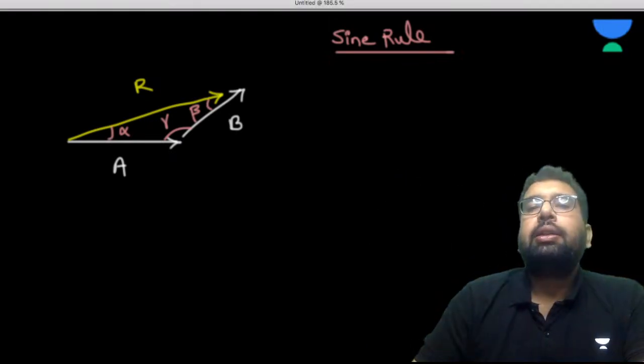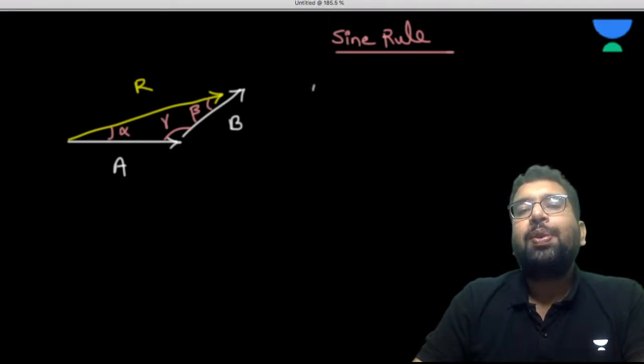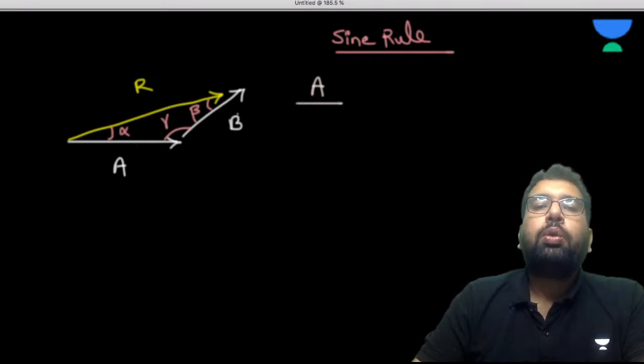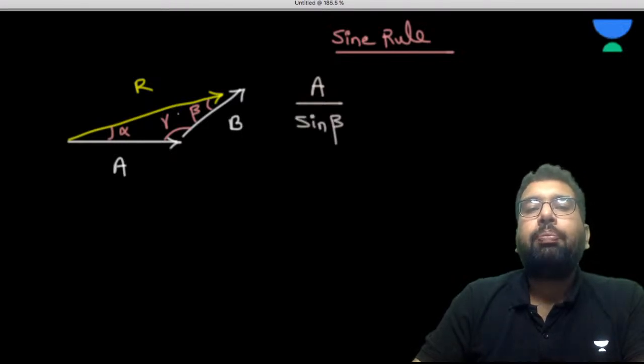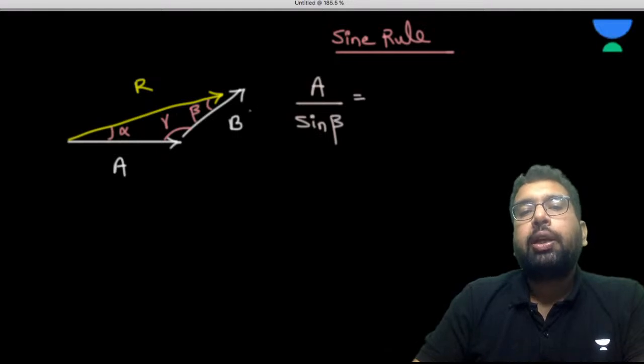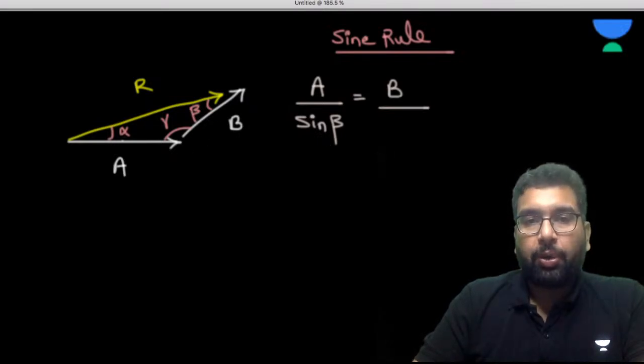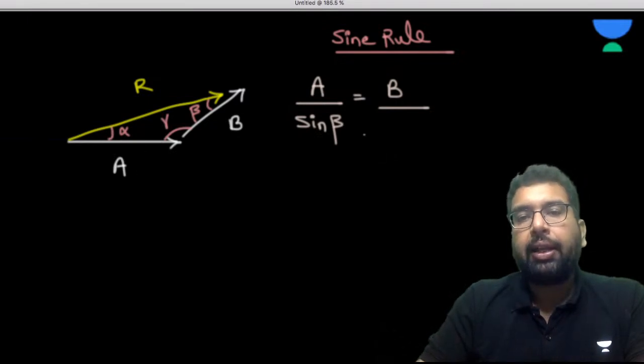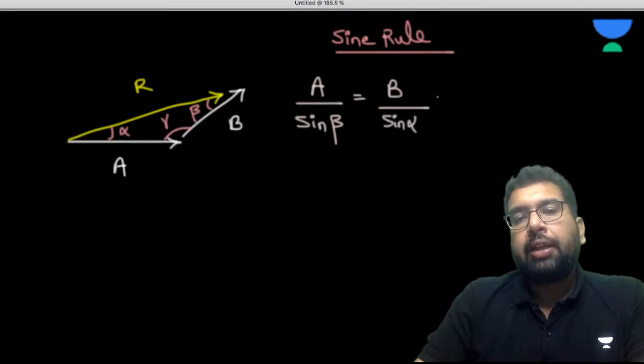Now please understand this. See how we are going to do the sine rule. When you are seeing the A vector, you take the angle between the remaining two, that is R and B, which is beta. So you can write A by sine beta. Then when you are writing B, what is the angle between the remaining two vectors of this triangle? R and A, so it is going to be sine alpha. And then R upon sine.